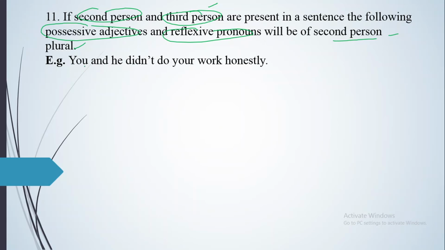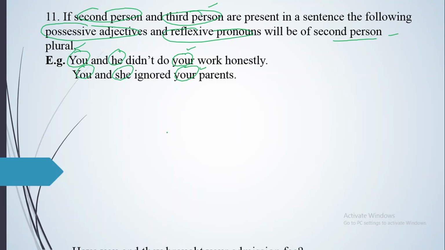Now you is second person, whether singular or plural. He is the third person. So there the possessive case, the possessive adjective of plural, you'll use of second person. Next example, you is second person, she is feminine. Ignored your parents. Your parents, your is the possessive case, the possessive adjective of plural case.